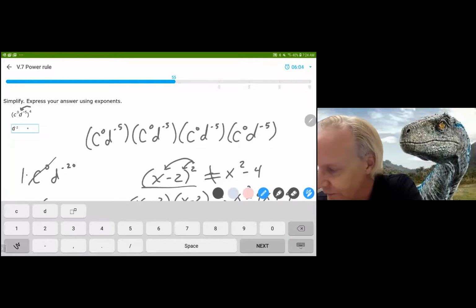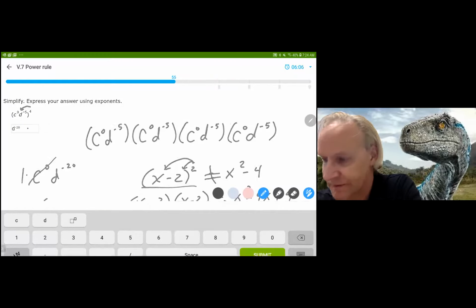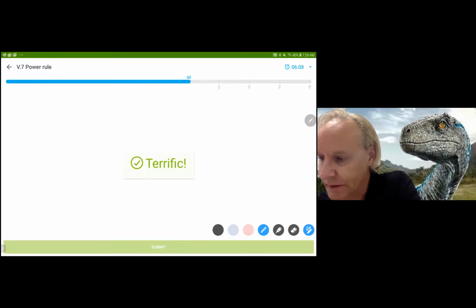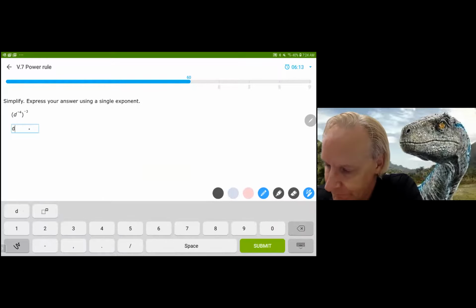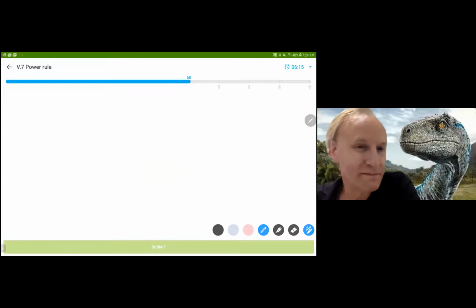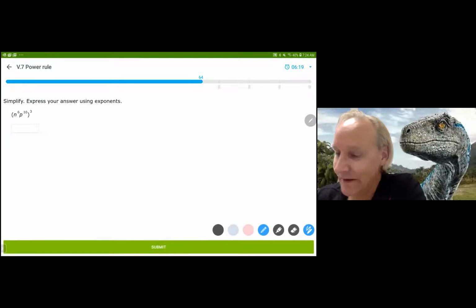I think it's better if we do a better example. That one's not my favorite. Let's get a better one here. Okay, d to the 12th. Let's get to a better example. All righty, then there we go.